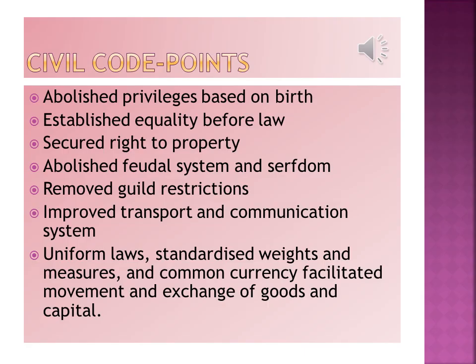The civil code and the points. Napoleon abolished the privileges based on birth and established equality before law. He secured the right to property to all the citizens, abolished feudal system and serfdom. He removed guild restrictions. Guild restrictions means the merchants had divided themselves into merchant guilds and controlled all the trade in the cities. What he did was that all restrictions on the merchant guilds were removed and gave them more freedom to trade. He improved transport and communication system, uniform laws, standardized weights and measures, common currency, improved movement and exchange of goods and capital from one place to another.